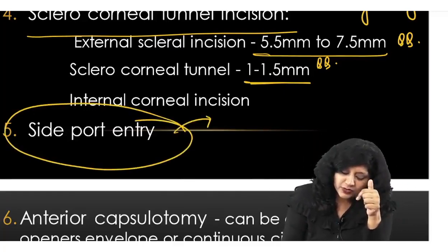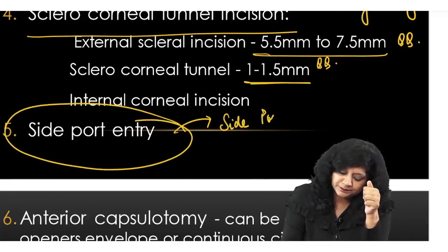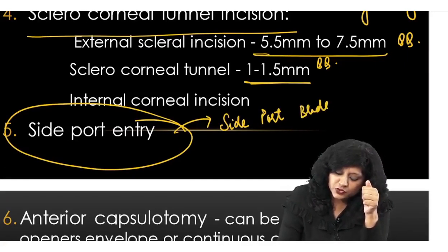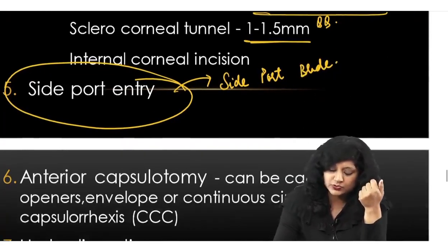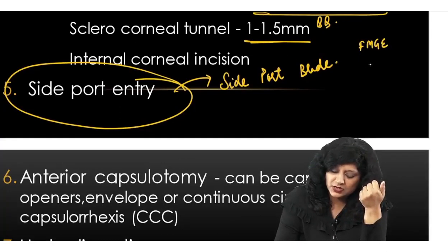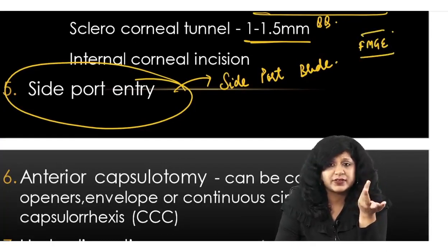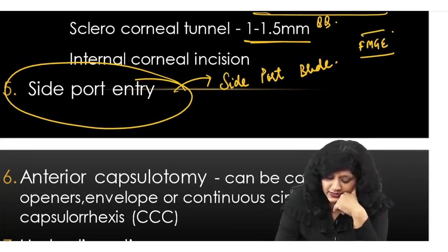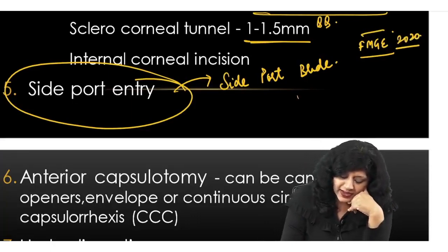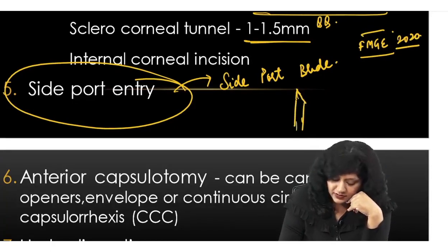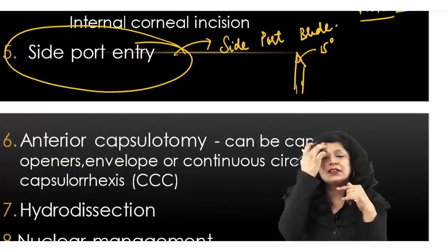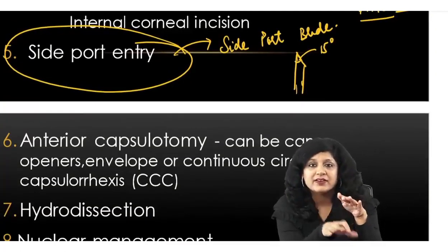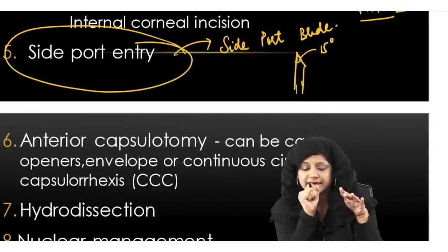For side port entry we are using a blade called the side port blade. This instrument is recently being asked in the FMG exams, August 2020 also. This is asked in the FMGE exam according to the memory based questions in 2020, and they had shown a blade something like this, which was having a very thin angle, that is your 15 degree, and they asked what is the name of this instrument which is used to make an entry into the anterior chamber. So that is called a side port blade.